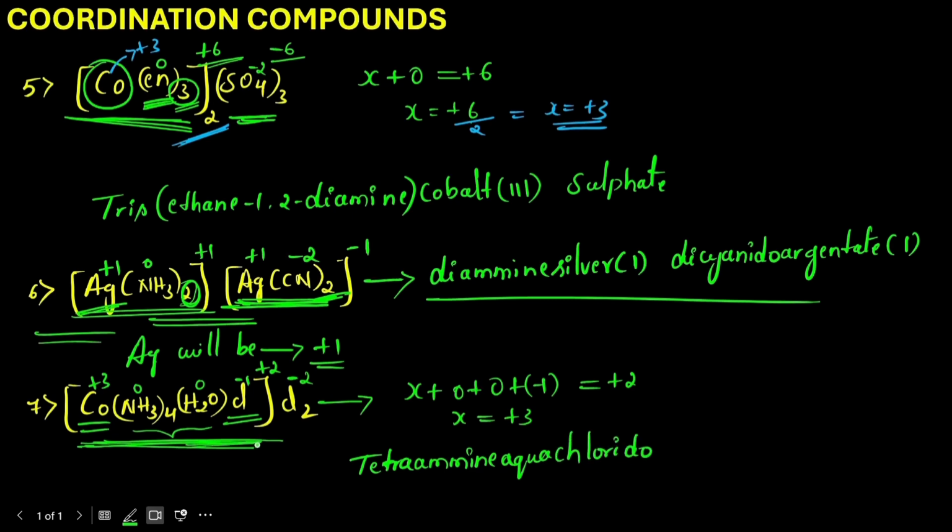Since it is a cationic complex, you have to name the metal as cobalt. What is the oxidation state of cobalt here? +3. Give a space and then write the counter ion, which is chloride. Okay, chloride. That is tetraammineaquachloridocobalt(III) chloride.